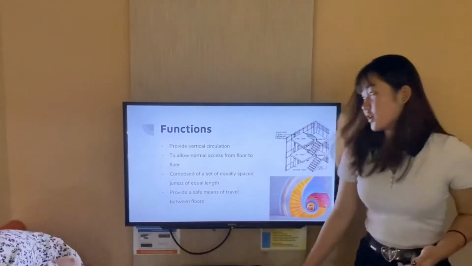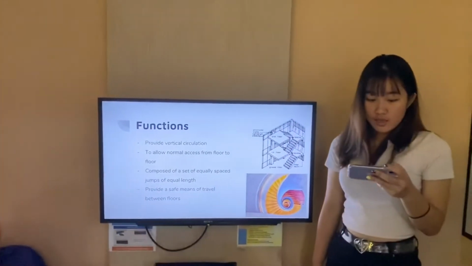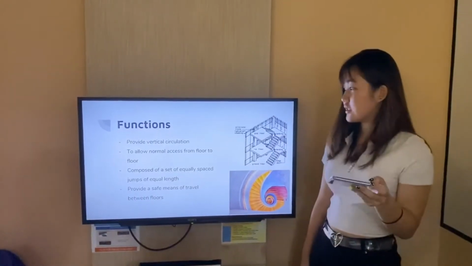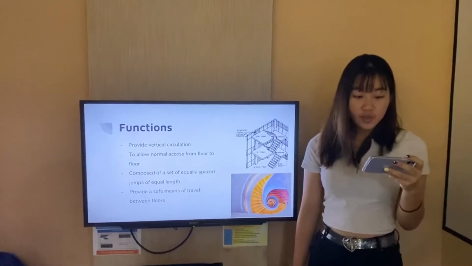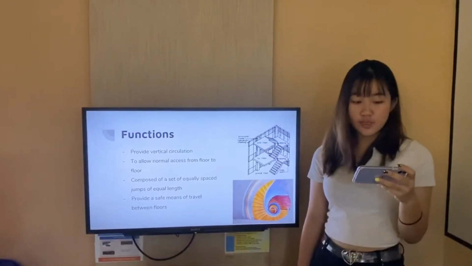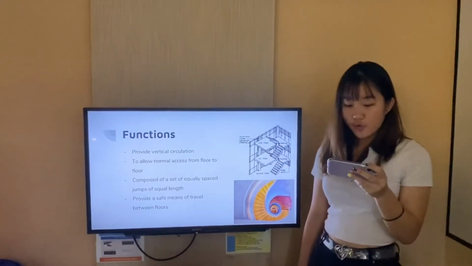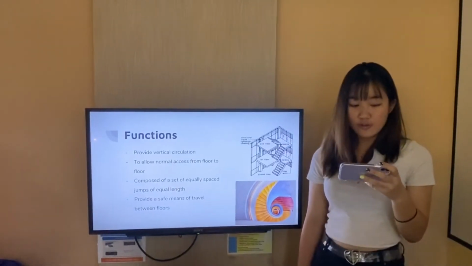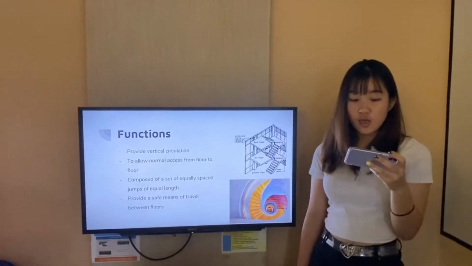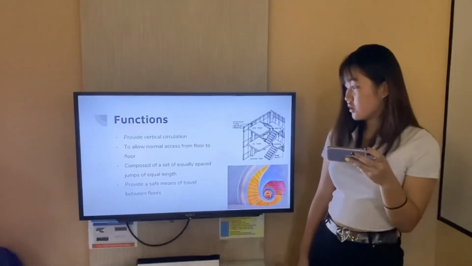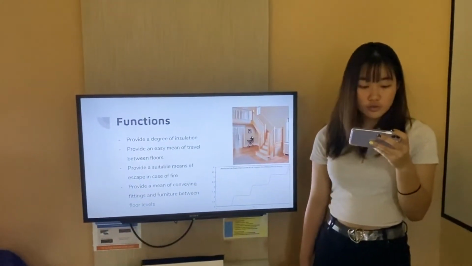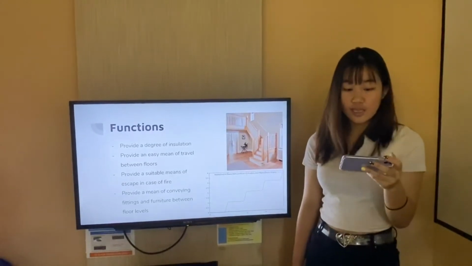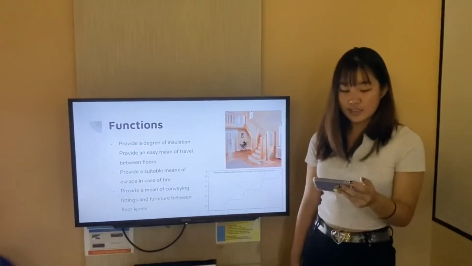Now we're talking about the functions of the staircase. A staircase is used to provide vertical circulation to allow normal access from floor to floor, and it is composed of a set of equally spaced steps of equal length. It provides a safe means of travel between floors, where safe movement for a large number of people is ensured. It also provides a degree of insulation where it is fire resistant, so that in case of fire, it provides a suitable means of escape.